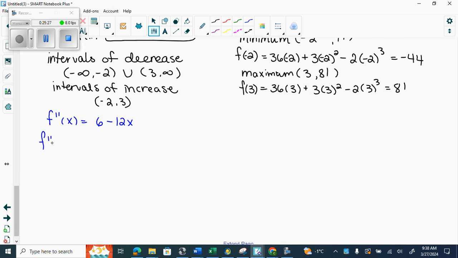Now where f double prime of x equals 0 is where points of inflection occur. So that means it's where concavity changes.